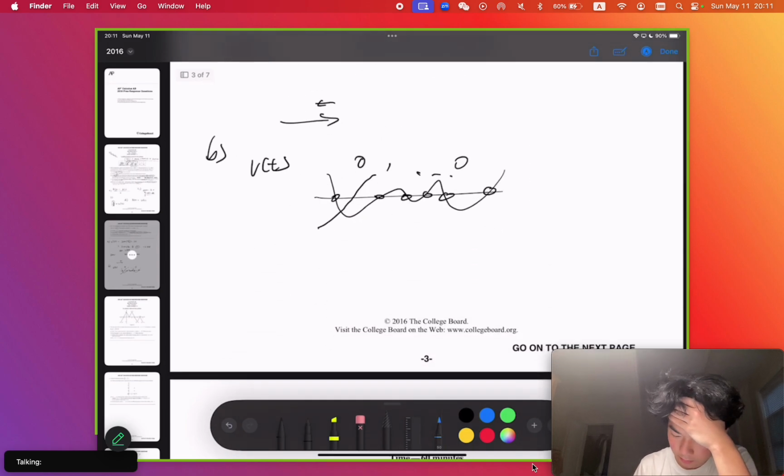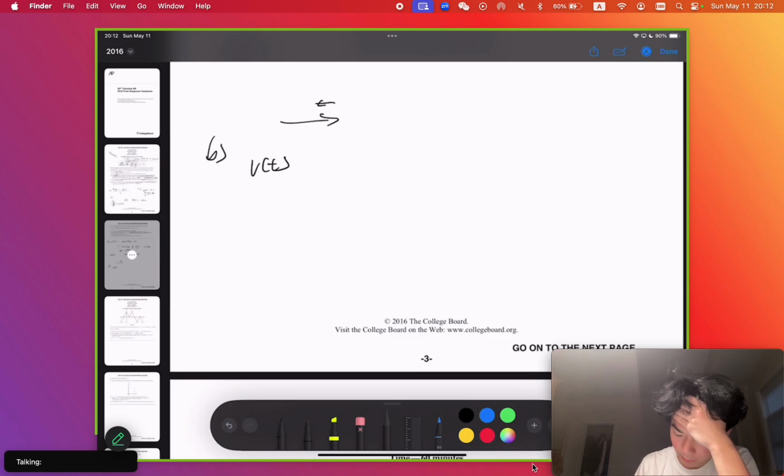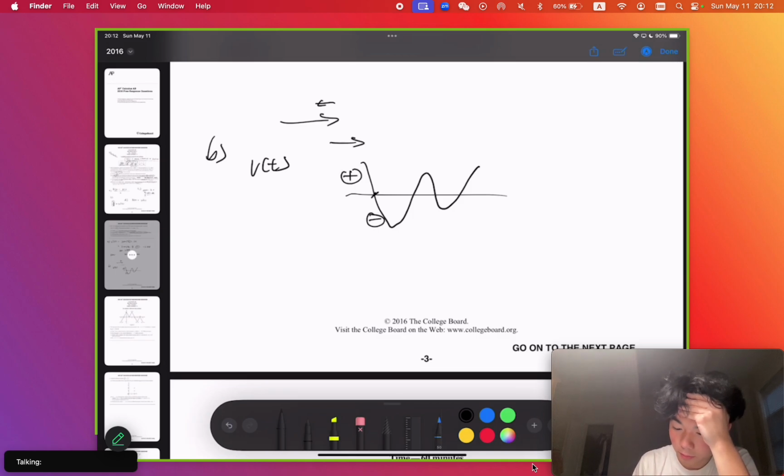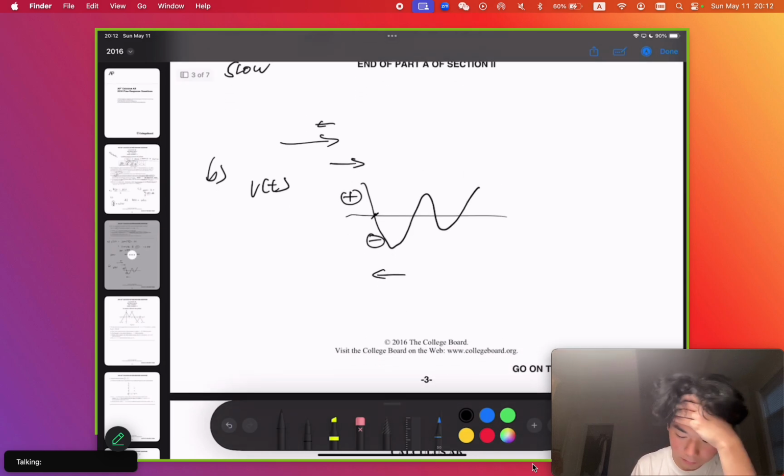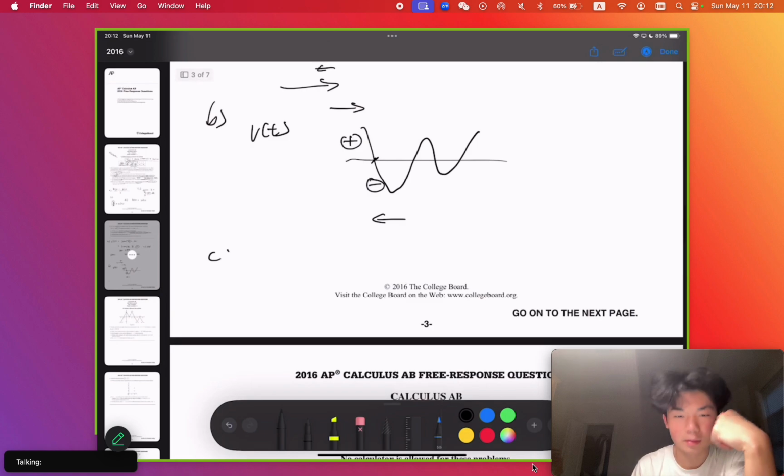Wait, let me just explain the whole thing again. You have a graph representing the velocity, right? When velocity equals 0, it means it's changing from positive to negative. What does positive velocity mean? It means you are going this way. What does negative velocity mean? It means you are going this way. That's it.